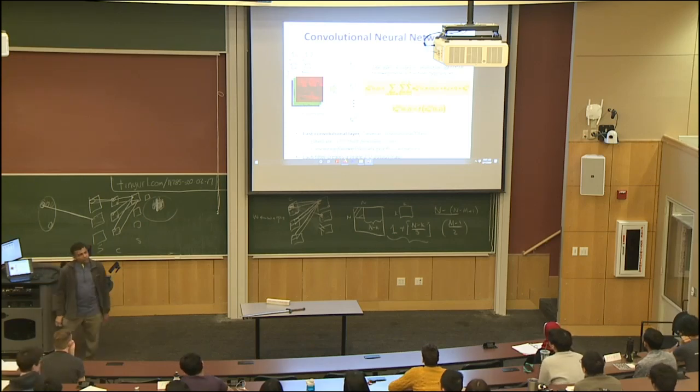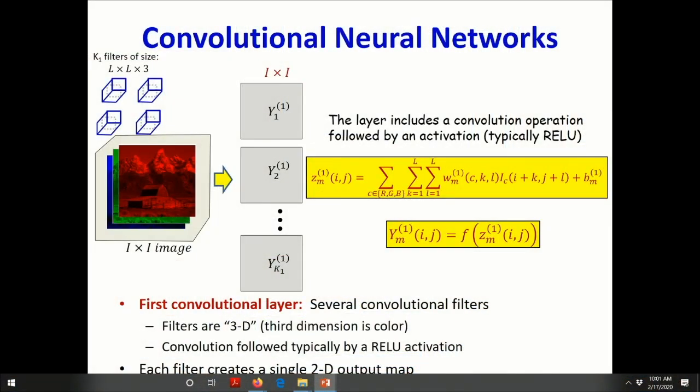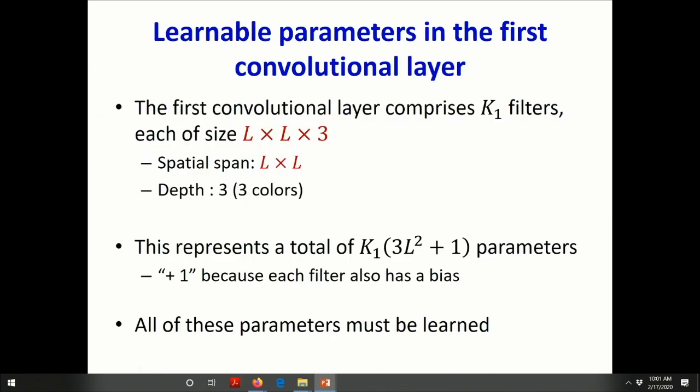So what is the actual operation you're performing? These equations are exactly the same that we saw earlier. I have this filter W, which is going to be L cross L times 3, right? So the indices are color, X position, and Y position. And I'm placing this filter at different locations on the image and summing over the lot. So that's going to be my affine combination Z. And then there's the activation function that operates on it to give you the Y, right? So again, the filters are 3 dimensional. Now, all of these parameters need to be learned. K1 times 3L squared plus 1 parameters. They must all be learned as part of your training, right?